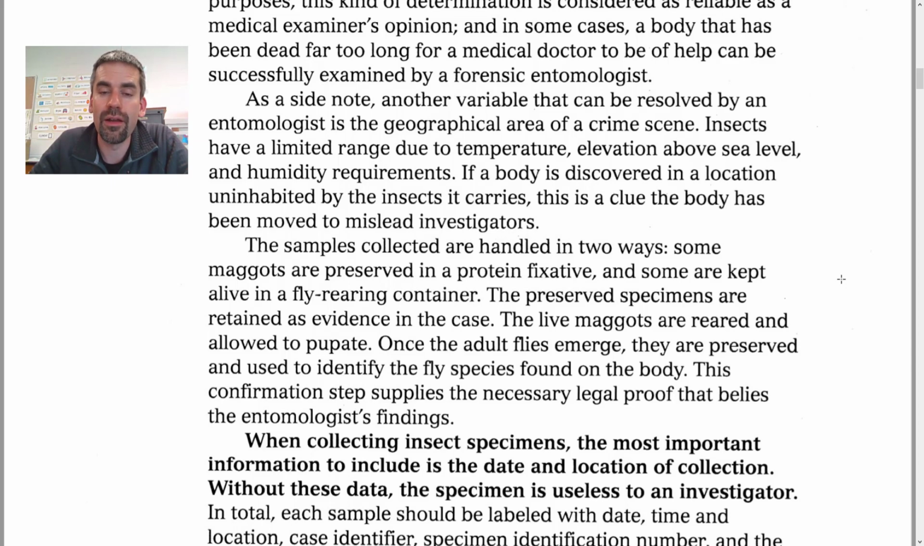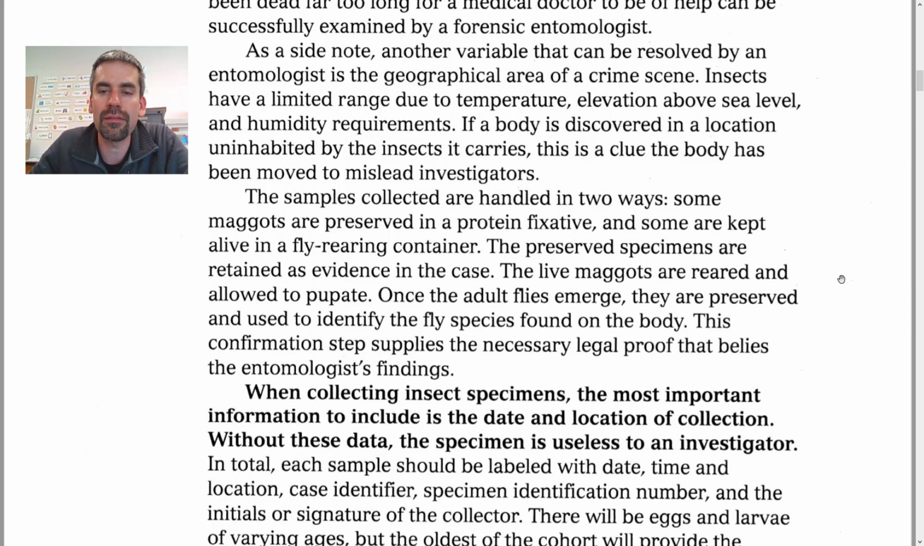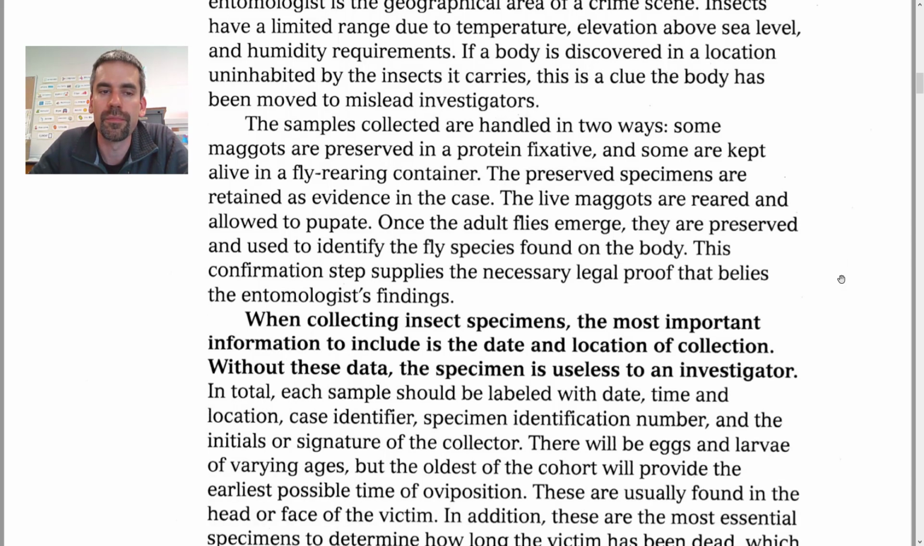As a side note, another variable that can be resolved by an entomologist is the geographical area of a crime scene. Insects have a limited range due to temperature, elevation above sea level, and humidity requirements. If a body is discovered in a location uninhabited by the insects it carries, this is a clue the body has been moved to mislead investigators.